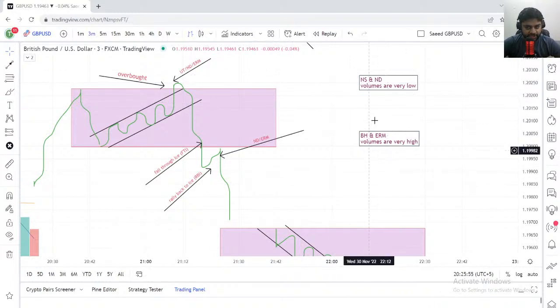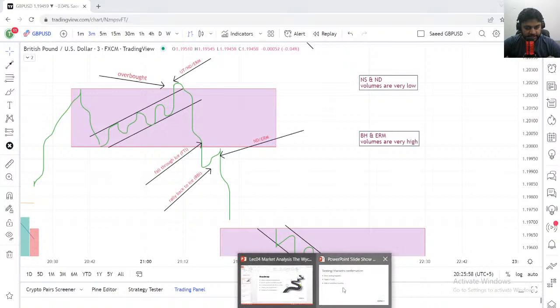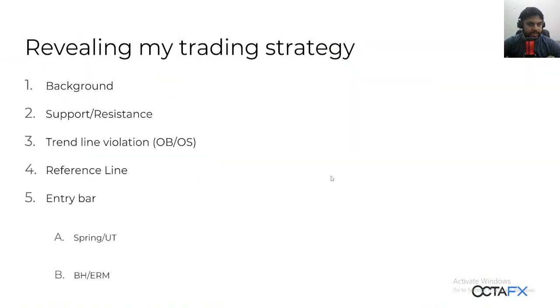I was saying that once you understand all these points, now you can understand my strategy. So welcome everybody to this amazing strategy, which I have traded thousands and thousands of times, and it is working like crazy.